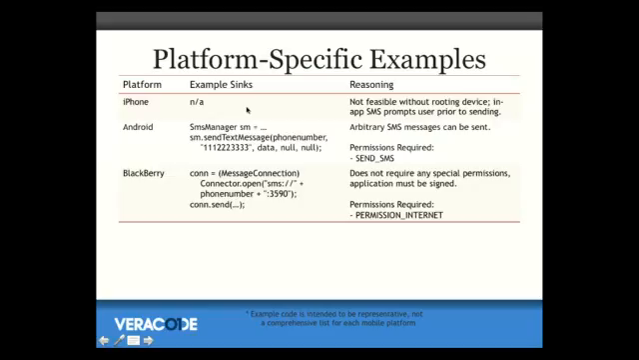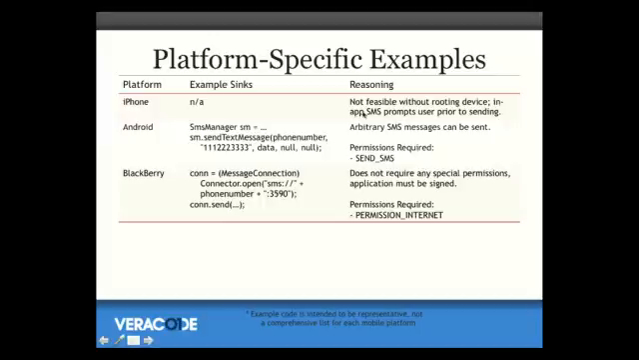Interestingly enough, Apple was pretty smart, and they don't allow applications to send SMS text messages at all. No app can do it, and that's a great way of getting rid of a whole class of vulnerability. But on Android, you can do it, and of course on BlackBerry, you can do it too. It's interesting that on the BlackBerry, all you need is internet permission to send an SMS text message.